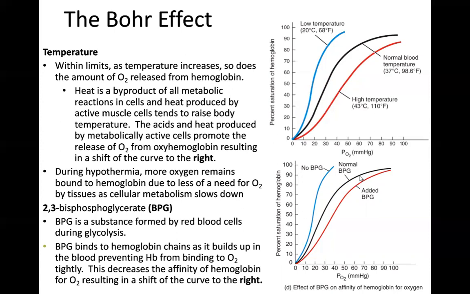There's a fourth thing that can cause the curve to shift, and this is a chemical called BPG or 2,3-BPG, a substance formed by red blood cells when they go through glycolysis, which binds to hemoglobin chains as it builds up in our blood and prevents hemoglobin from binding to O2 tightly. This decreases the affinity of hemoglobin for O2 and causes a shift in the curve to the right. So adding to your list, shift to the right was caused by decreased blood pH, increased blood PCO2, increased body temperature, and now you can just say increased BPG.